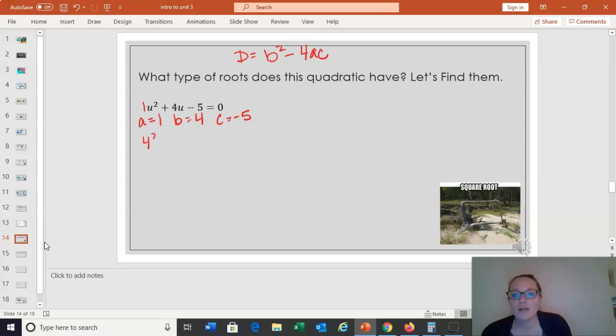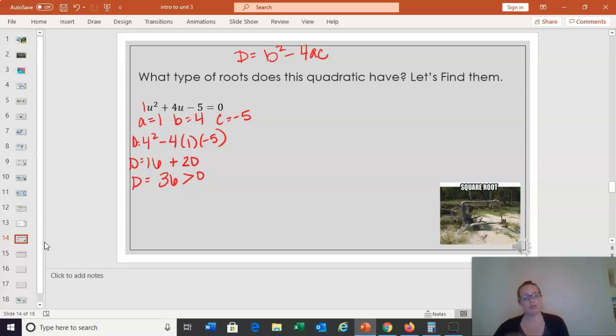So we have 4 squared minus 4 times 1 times -5. And then we can just do that math, right? 4 squared is 16. -4 times -5 is plus 20, positive 20. And then these add up together to give us 36. So 36 is greater than 0, much greater than 0. So that chart tells us that there are 2 distinct real roots.